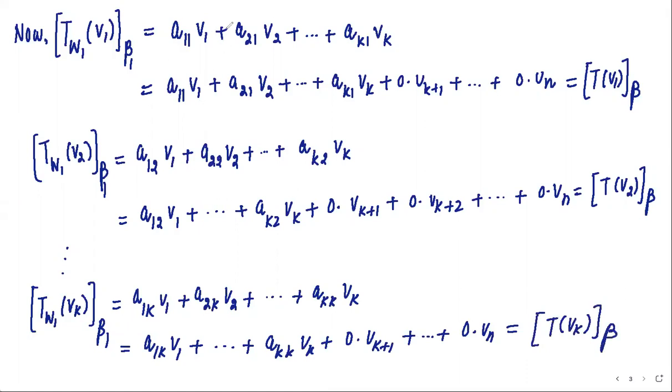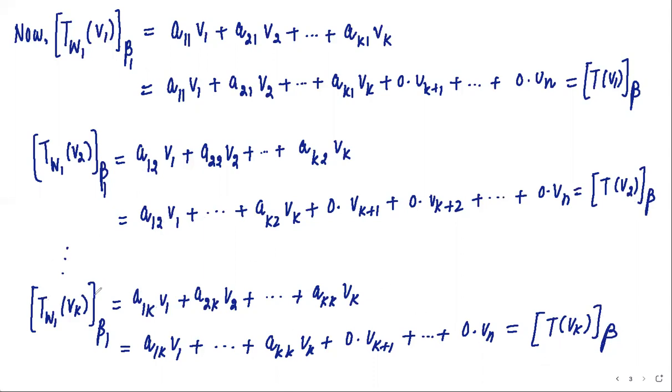So in fact, this first equation will give us the first column of the matrix B1. But now this representation, T V1 relative to beta, is the first column of the matrix A. And similarly, the second column of the matrix B1 is A12 up to Ak2, and the second column of the matrix A is equal to this coordinate vector. And similarly, we can do the remaining ones.